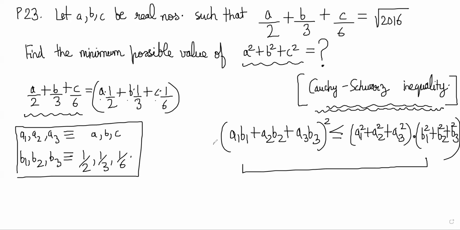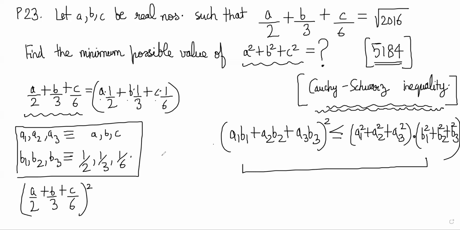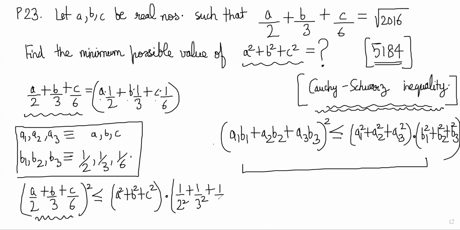So I will get from here, A by 2 plus B by 3 plus C by 6. Sir, is it 5184? Hmm. The answer is 5184. See how it is coming. This square will be less than or equal to A square plus B square plus C square times 1 by 2 square plus 1 by 3 square plus 1 by 6 square. So basically, we already know the value of A by 2 plus B by 3 plus C by 6, which is root 2016. So the square is going to become 2016.